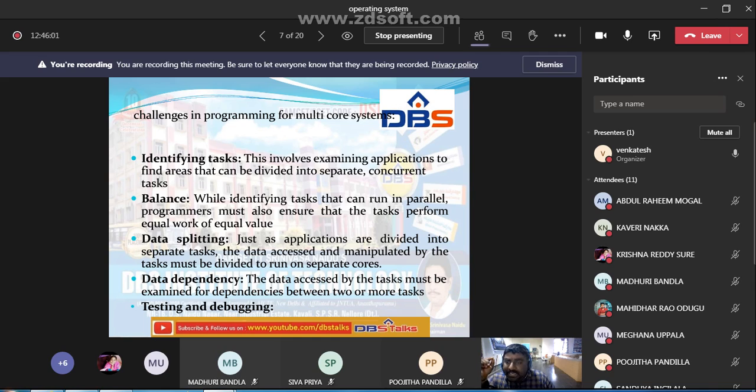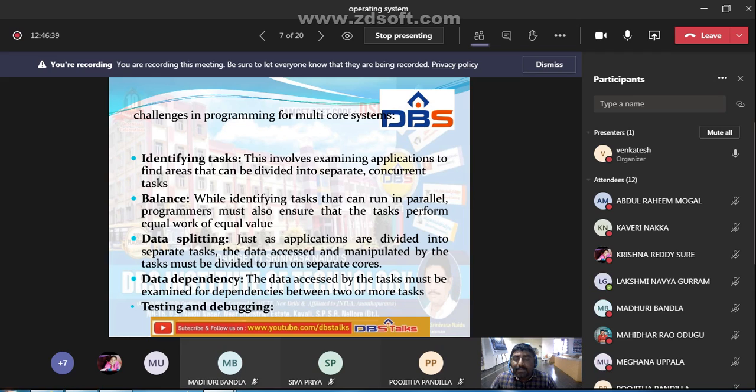The first one, identifying the task, simply means division of the task. The second one is balancing. Balancing means assigning the task to a particular processor or core. Next is data splitting, which we can say is the execution of the task by the core. Next is data dependency, which means checking whether the particular task is executed by the particular core or not. Next is testing and debugging.